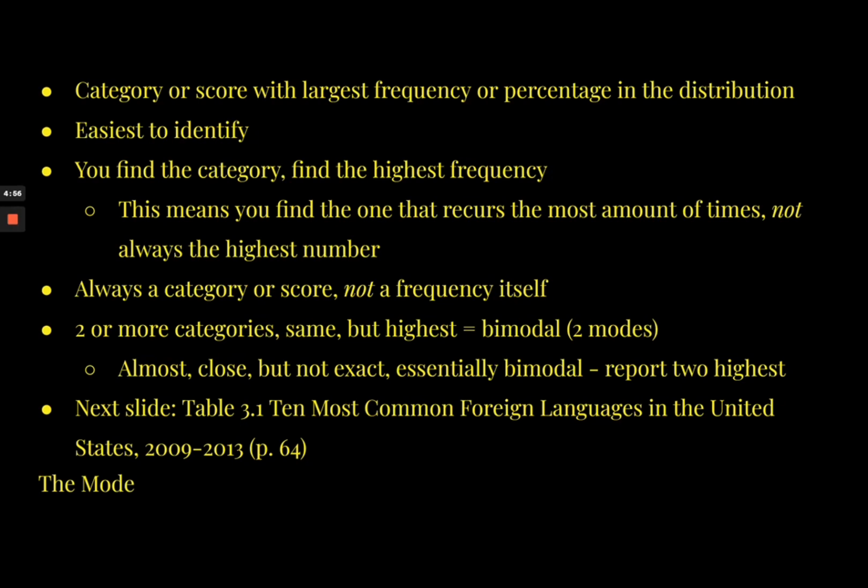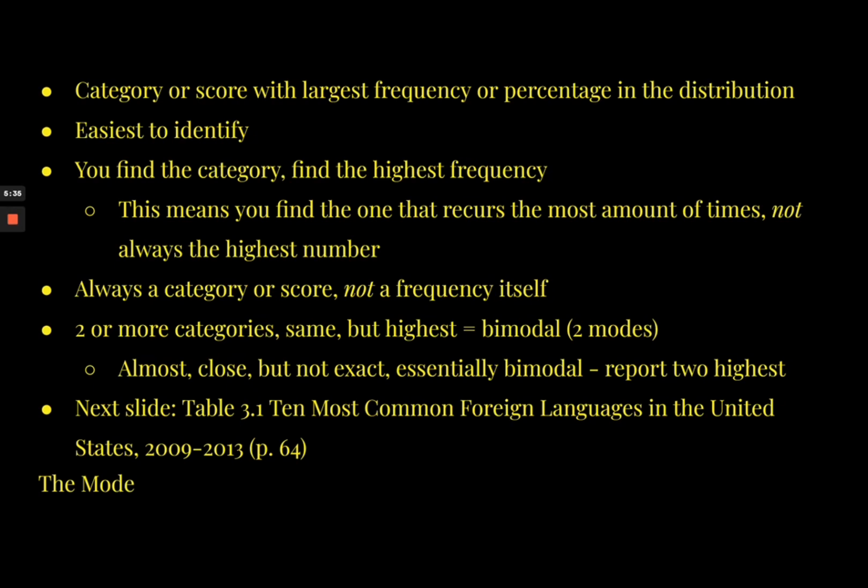It's the category or the score, not the frequency itself. So if it occurred 17 times, you're not saying the mode is 17. You're saying the mode is whatever category or score or value is there. If you have two categories that have the same highest frequency, that's what's called bimodal. So think about bi being two, modal for the modes. If they're also close but not exact, like let's say 75 and then 74.8, that is essentially still bimodal, and you would still report the two highest categories or scores.